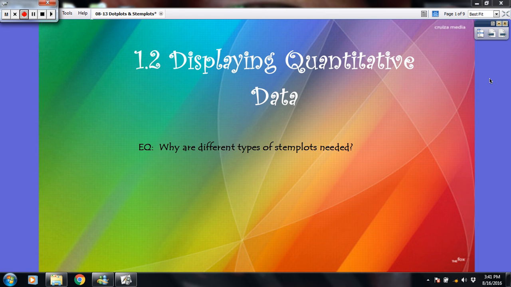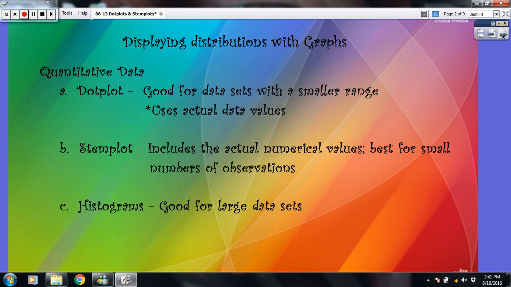So why are different types of stem plots needed? Well, that's our essential question for the day. Let's look at different types of graphical displays for our quantitative data.